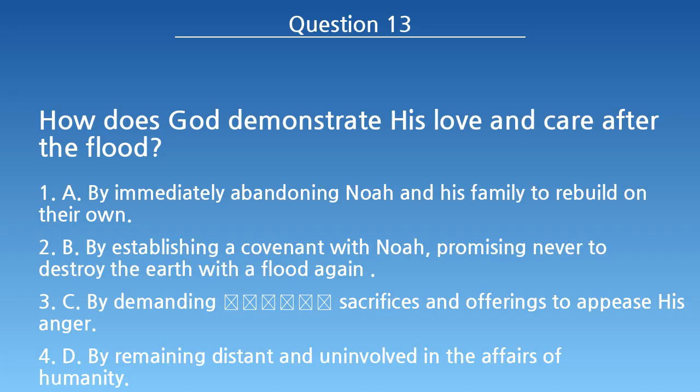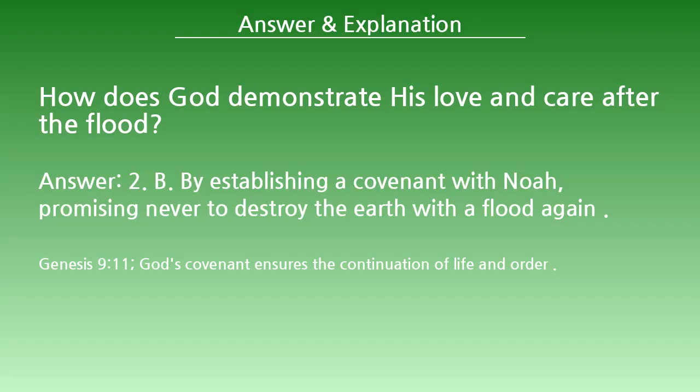Options. 1. A. By immediately abandoning Noah and his family to rebuild on their own. 2. B. By establishing a covenant with Noah, promising never to destroy the earth with a flood again. 3. C. By demanding sacrifices and offerings to appease his anger. 4. D. By remaining distant and uninvolved in the affairs of humanity. The answer is option 2, B. By establishing a covenant with Noah, promising never to destroy the earth with a flood again.